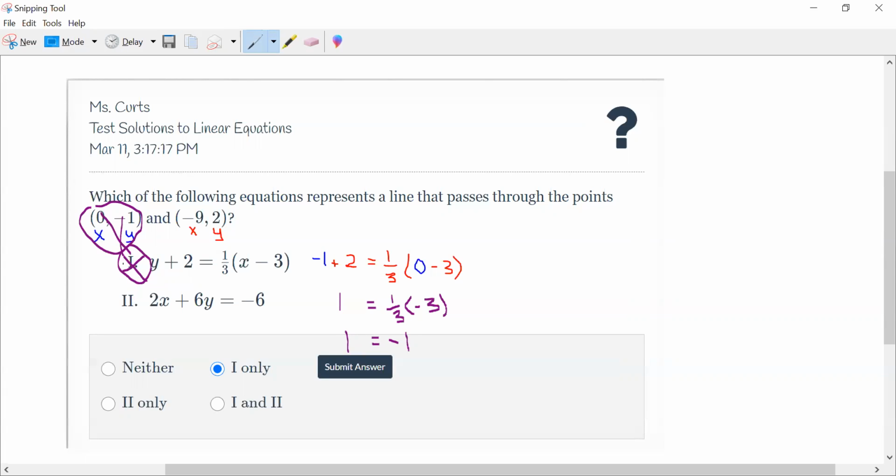That means that it's not going to be I, or both. Since it can't be I, it can't be both, because we tried a point and it didn't work. Okay. So we still don't know whether it's neither or 2 only. We have to try it in the second one to see.